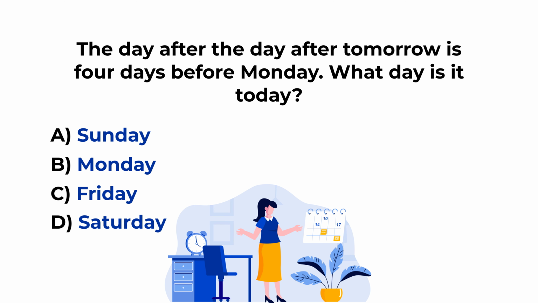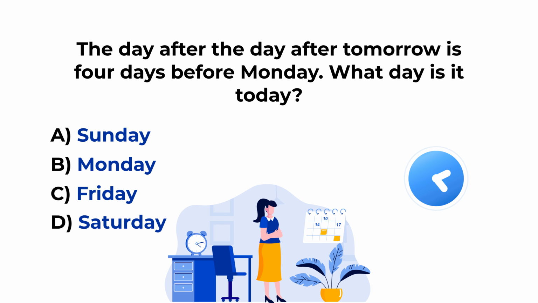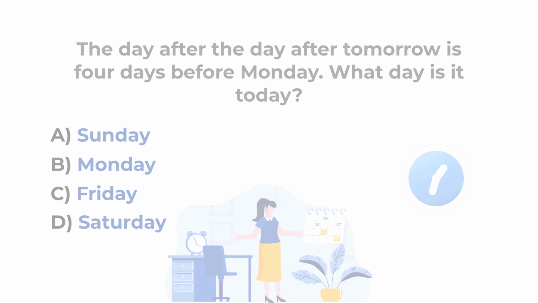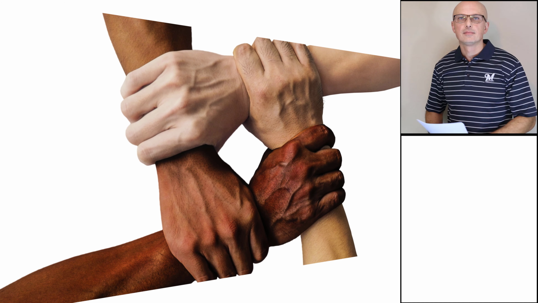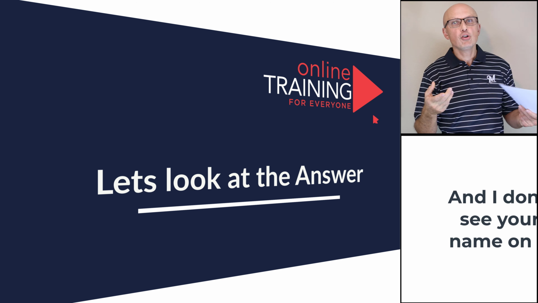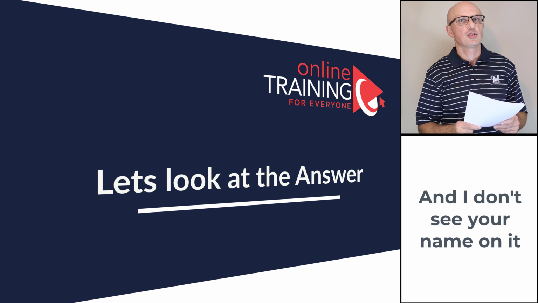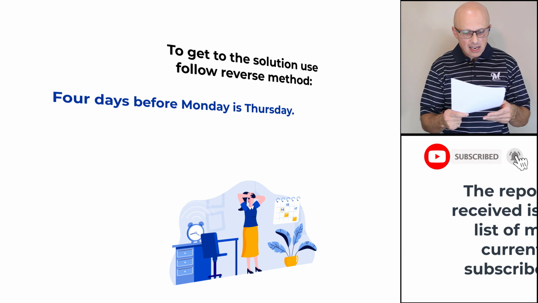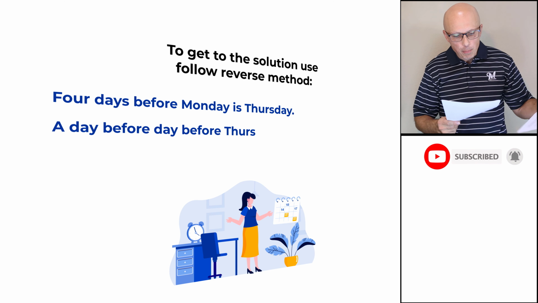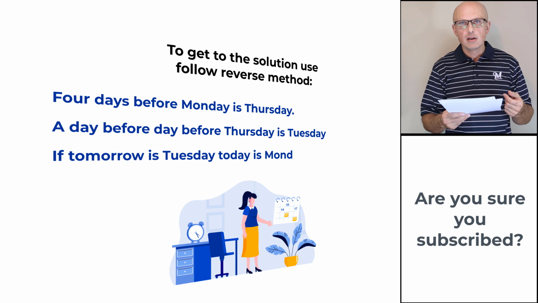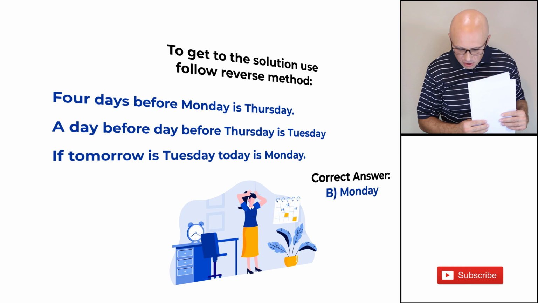Do you see the answer? Think again. These types of puzzles might require you to do some thinking, so feel free to pause this video to see if you can come up with the answer. Now I am going to move forward and get us to the correct solution together. To solve these types of problems, we need to analyze them and do them in reverse. 4 days before Monday is Thursday, and the day before Thursday is Tuesday. If tomorrow is Tuesday, it means that today is Monday. So the correct answer here is choice B, Monday.